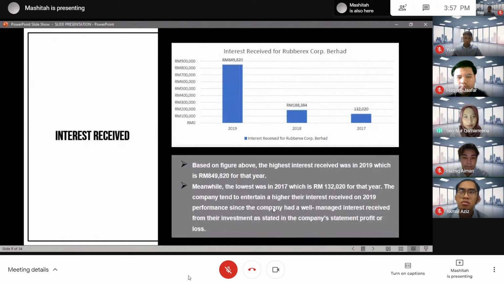Based on the figure above, the highest interest received was in 2019, which is 849,000 for the year. Meanwhile, the lowest was in 2017, which is 132,000 for the year. The company tends to have higher interest received in 2019, since the company had well-managed interest received for their investment as stated in the company's statement of profit or loss.